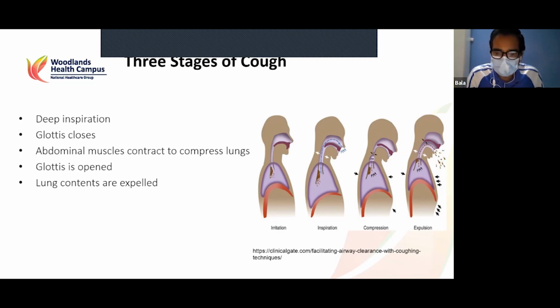All this is happening in a fraction of a second, and we don't know. All we know is we just hear the sound. We thought only the last phase is coughing, just that sound. But before that sound comes, there are so many things happening. We need to understand that. There are many stages in cough.